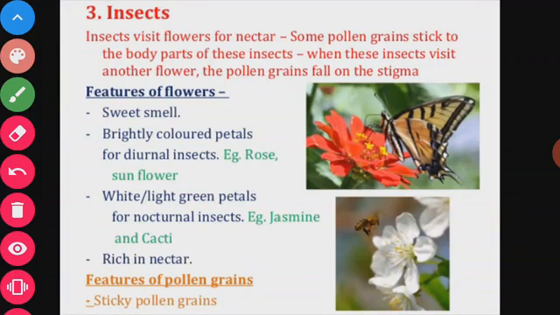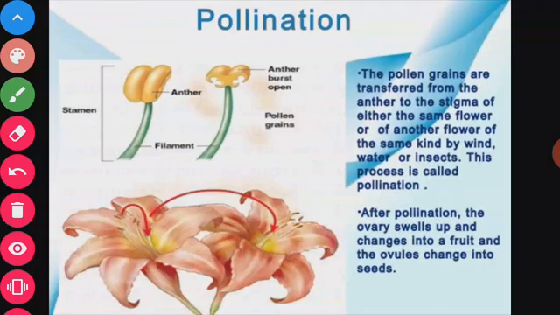They can be transferred from anther to the stigma by wind. They can be transferred by insects. They can be transferred by some other animals. They can be transferred by water if aquatic plants are there. The pollen grains are transferred from the anther to the stigma of either the same flower or of another flower, the same kind, by wind or by water or by insects. That process is known as pollination, as I have already told you.